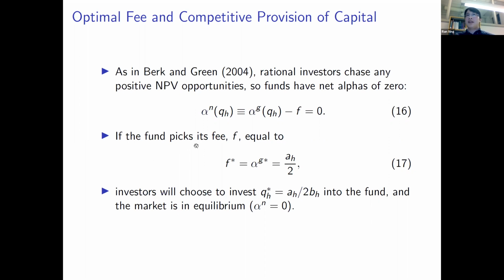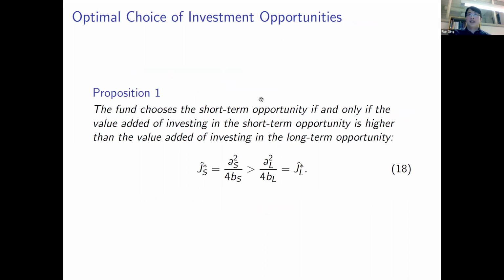If the fund picks its optimal fee F star equal to the optimal gross alpha, alpha G star, which equals AH divided by 2, the investor will choose to invest this optimal amount of capital QH star, that's AH divided by 2BH, into the fund, and the market is in equilibrium. That means the net alpha equals 0. So it's the same as the Berk and Green setting here. So based on these results, we have our proposition 1.